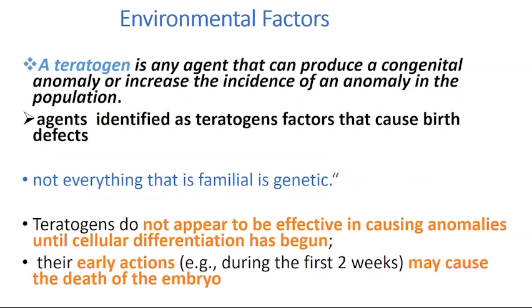What are the environmental factors which lead to the abnormality? A teratogen is an agent that can produce a congenital anomaly or increase the incidence of an anomaly in the population. That is what we label as a teratogen. The causative agent is called the teratogen, which can lead to the abnormality. It can either cause the abnormality or increase the incidence of an abnormality in the population.